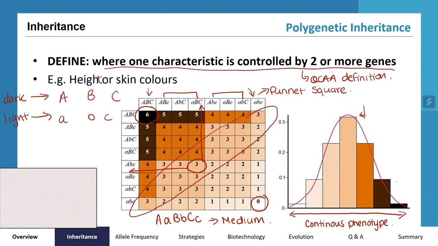Another example of that is hair color. Obviously, lightest hair color being blonde, darkest hair color being black. And there are about, I think it's 10 or 11 genes that actually influence hair color. So it is a very, very continuous gene. We'll just put it like that.